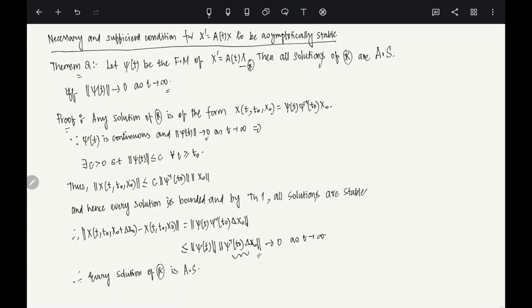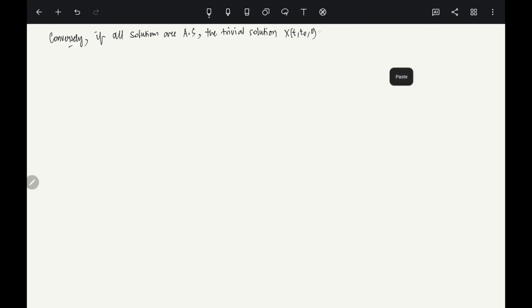Okay. Now, what about the converse? Conversely, let's say that if all solutions are asymptotically stable, so I am writing it as AS, right? Then the trivial solution will also be asymptotically stable. What is it? It is x of t, t naught, 0, because the trivial solution will be corresponding to the 0 boundary data, right? So that equals 0 is asymptotically stable. All solutions are asymptotically stable, so the trivial solution has to be, right?